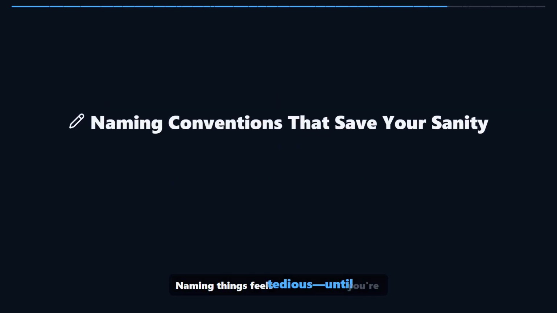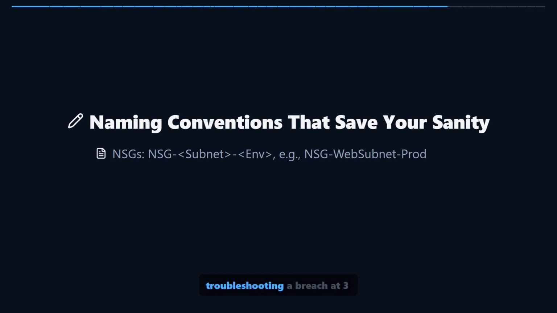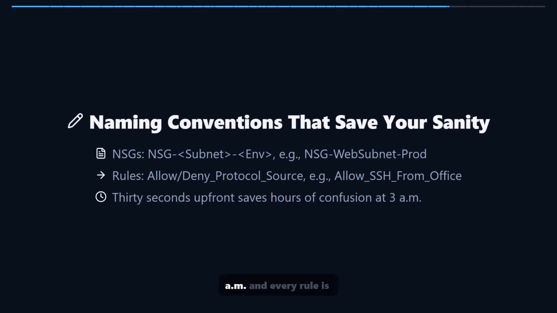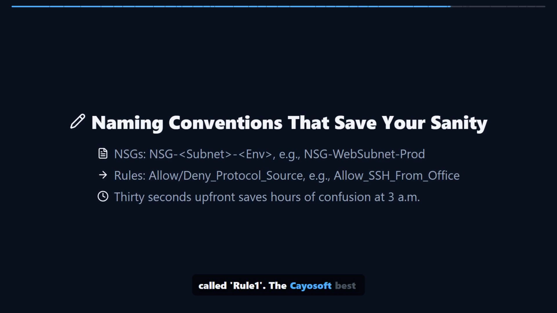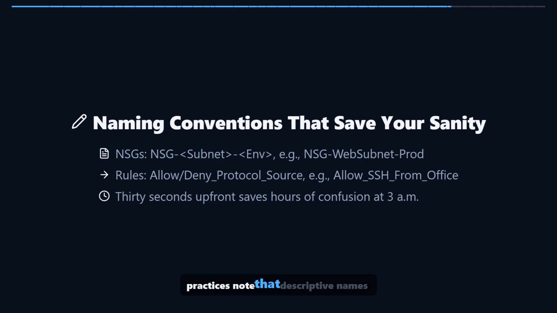Naming things feels tedious, until you're troubleshooting a breach at 3 a.m. and every rule is called Rule 1. The Microsoft best practices note that descriptive names make audit and troubleshooting dramatically faster.